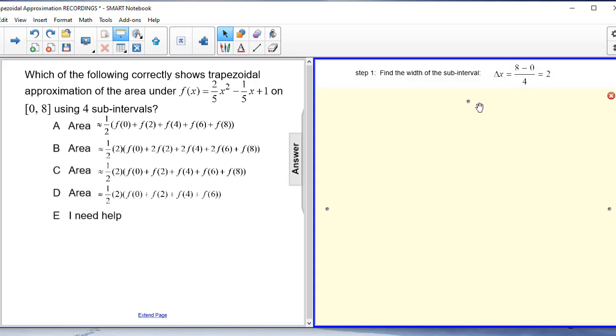Step number 1, we're going to find out the width of each subinterval. So Δx is equal to (8 − 0) divided by 4, which is equal to 2.